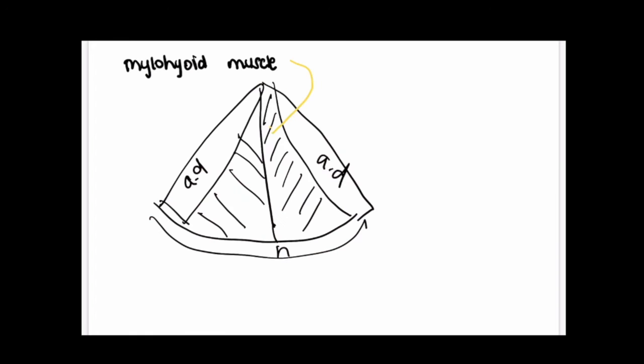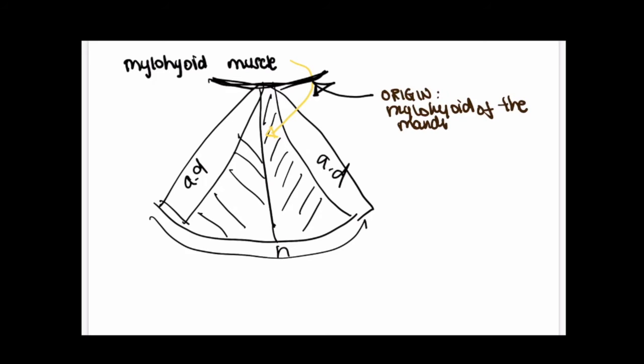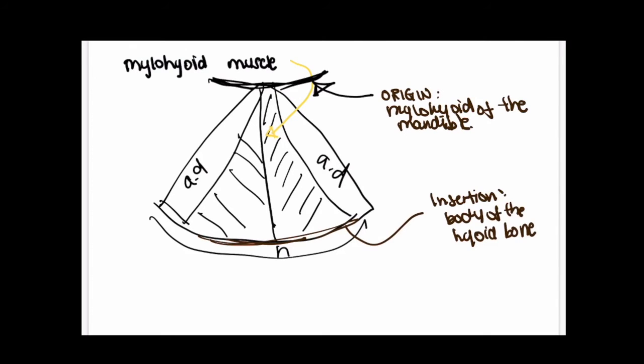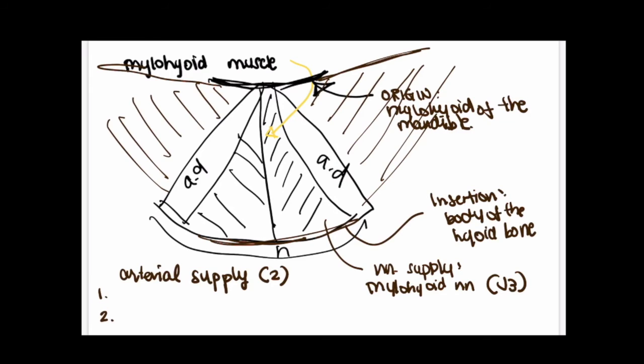Now let's discuss the next muscle, which is the mylohyoid muscle. It originates from the mylohyoid line of the mandible, and it inserts to the body of the hyoid bone. It is innervated by the mylohyoid nerve, which is a branch of the mandibular branch of the trigeminal nerve, and it is supplied by two arteries.